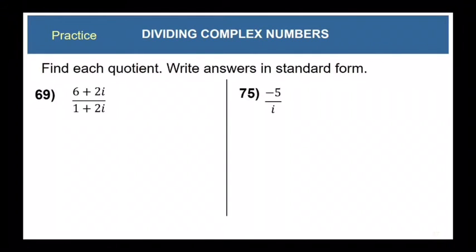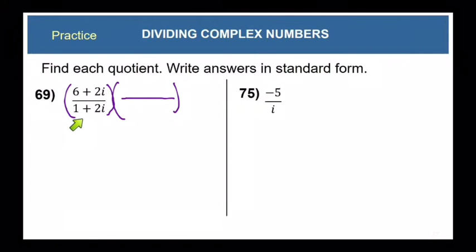So we have here, it says find each quotient. We have 6 plus 2i over 1 plus 2i. And when we find a quotient of complex numbers, what we're really trying to do is get a real number in the denominator, and we can do that if we multiply by the conjugate of the denominator, so the denominator comes up real.